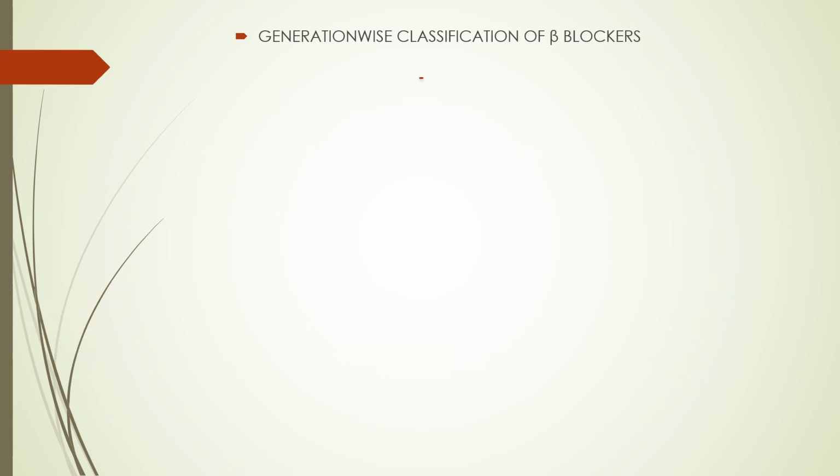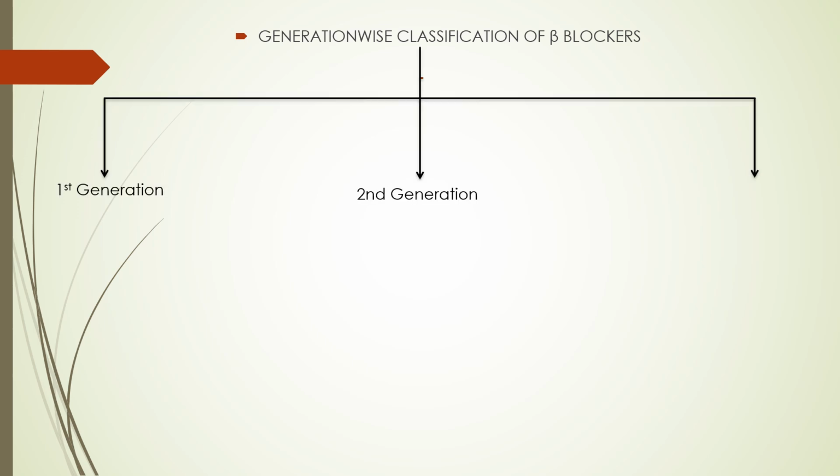Moving to the next classification, which is generation-wise classification of beta blockers. There are three generations: first generation, second generation, and third generation. The first generation includes older and non-selective beta blockers. Examples are propranolol, timolol, sotalol, and pindolol.